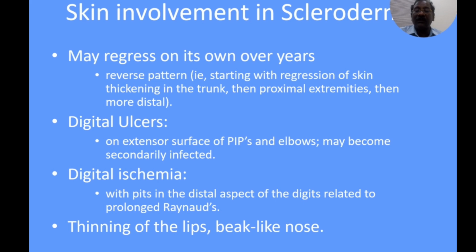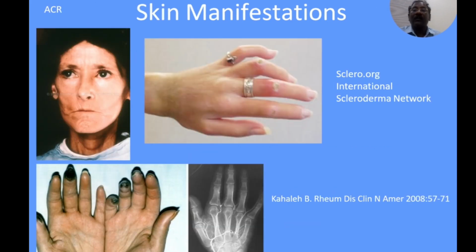And distal ischemia with pits in the distal aspect of the digits is related to prolonged Raynaud's, along with thinning of the lips and a beak-like nose. See the skin manifestations here, how the nose, and then the mouth. In the hands, there will be ulcers there, and here the dry gangrene, distal gangrenes, and here the angiogram shows you the total obstruction of the flow in the distal parts of the hands.